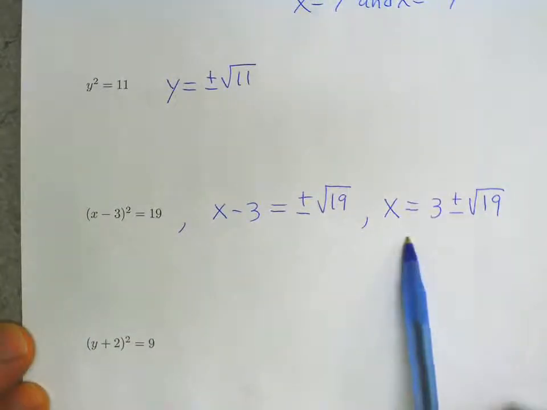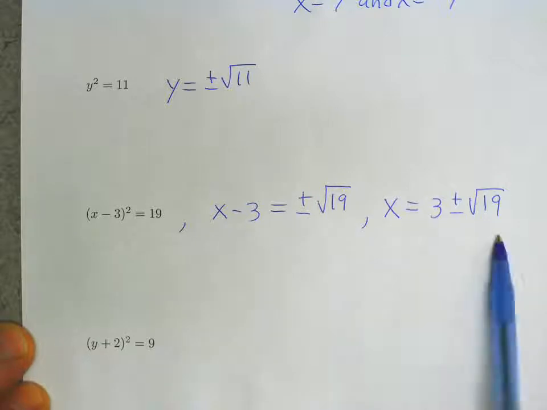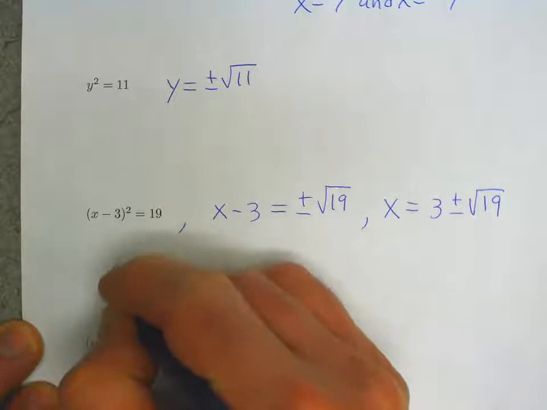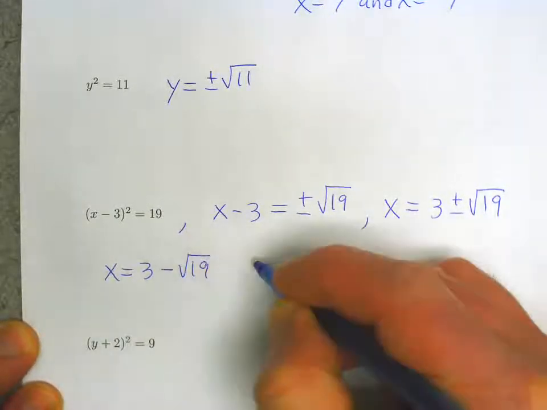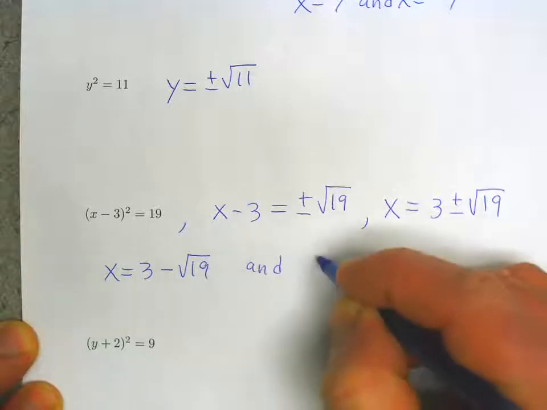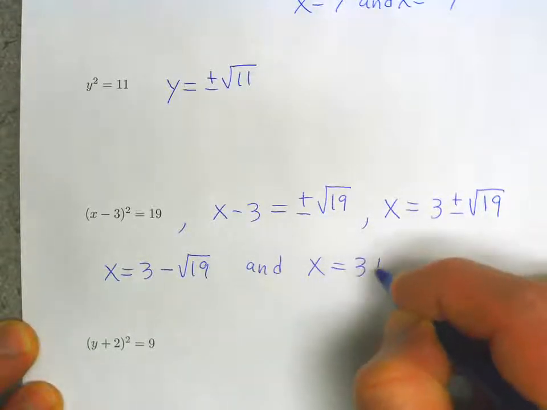So make sure that you know how to write the solutions separately if necessary. So I'll go ahead and do that. One of the solutions is x equals 3 minus the square root of 19. And the other one is x equals 3 plus the square root of 19.